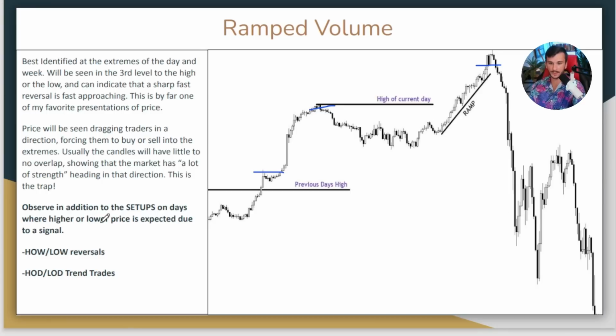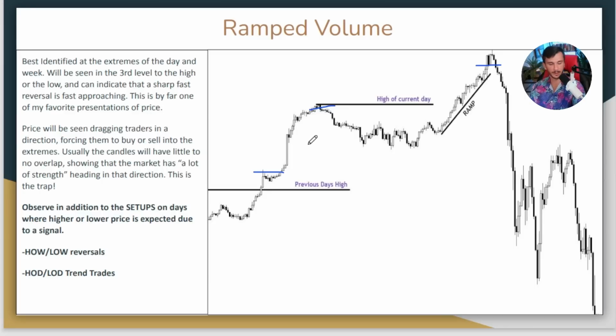But in addition to setups on days where higher or lower price is expected due to a signal, that's where these are going to be useful. And really specifically after 2 to 3 days of breakouts, when you get that third session of rise on that third day of breakouts. Really enjoy seeing this. You can also have this exact same pattern.